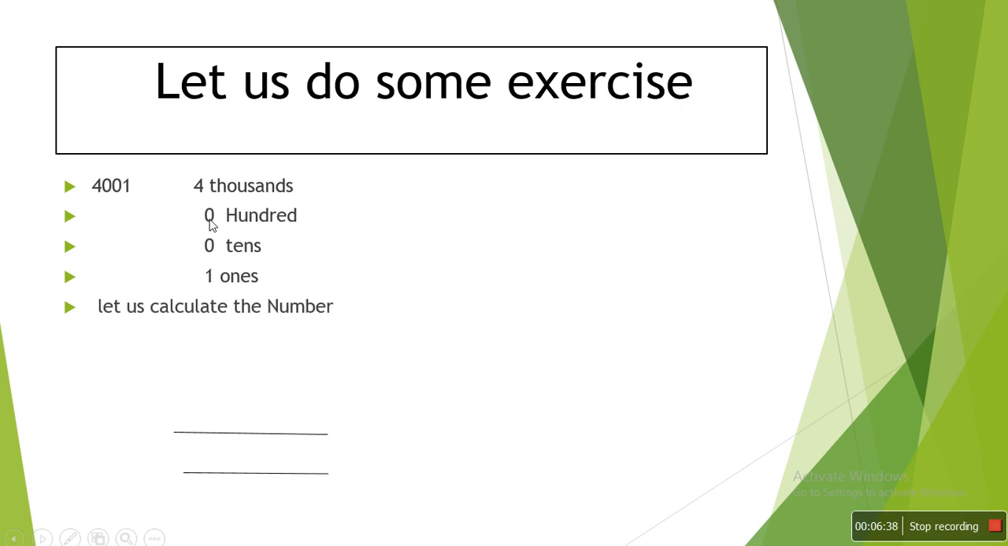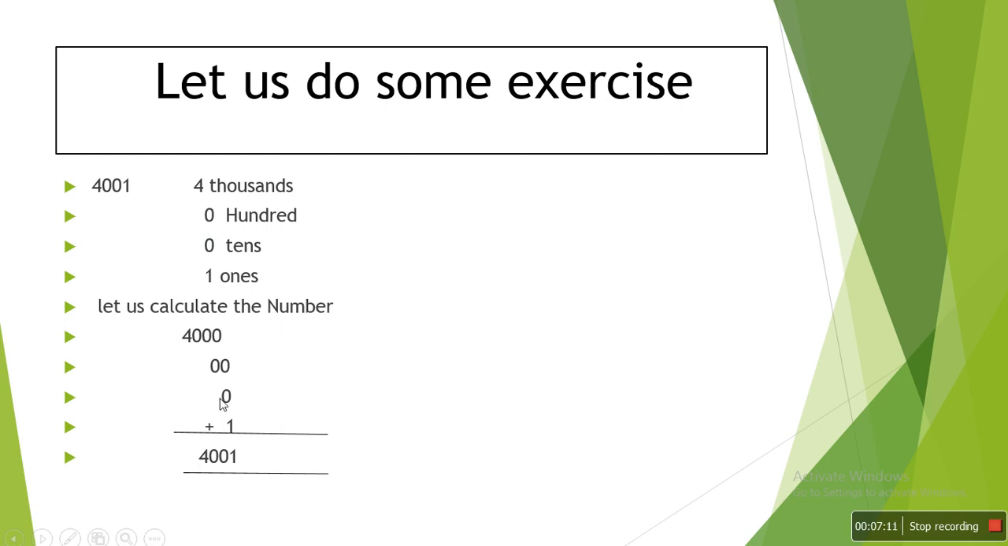So let us calculate, so that we can know whether we have expanded the particular number correctly or not. So 4000: 4 is in thousands place, that's why we have written 4000. Now 0 is in which place? Hundreds place, that's why we have written 0. Again 0 is in which place? Tens place.